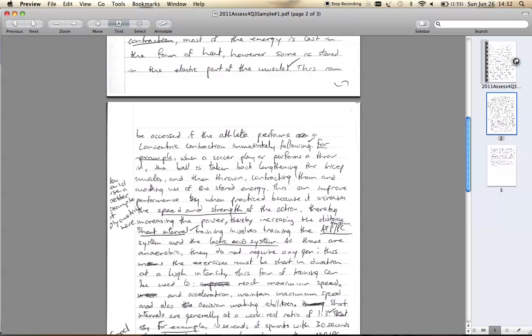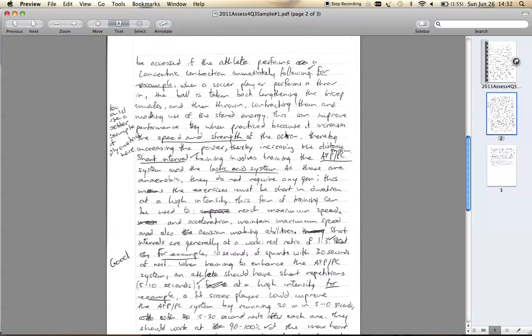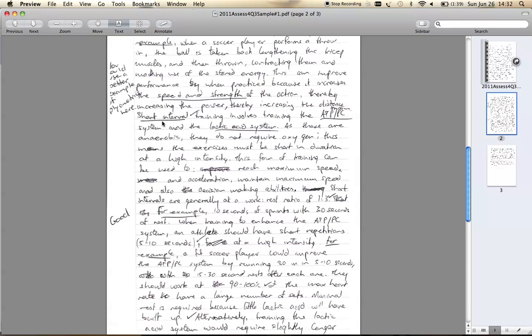So very good explanation of the principles here of plyometrics, but the example, he did have a crack at it, but he could do better with that example there. But you can see here again he's justifying what he's saying in his analysis because he's talking about the speed of the movement. Now moving on to the third area, he's talking about short interval training.